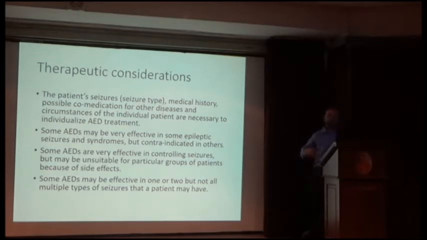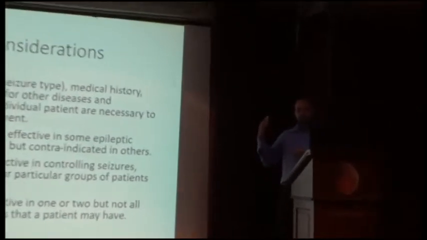So that's why it's important for us to make an accurate diagnosis before we start an anti-epileptic drug. It's not as simple as one would think. And some of the AEDs are very effective in controlling seizures, but may be unsuitable for particular groups of patients because of side effects. For example, does anyone know of an example? If a patient comes with juvenile myoclonic epilepsy, the first line drug would be sodium valproate. But if the patient is a female in the reproductive age group, valproate may not be your first choice because of its teratogenic effect. So certain drugs may be very effective for that particular syndrome, but in the context of that particular patient may not be the most suitable drug.